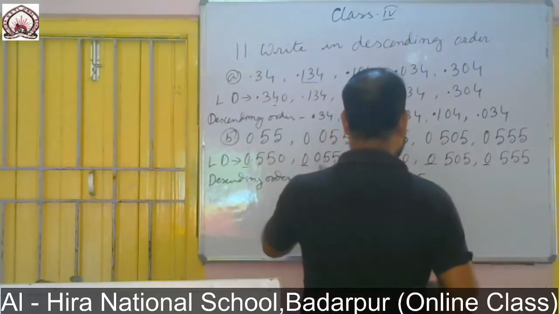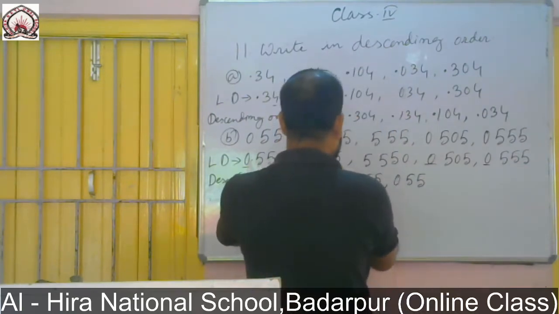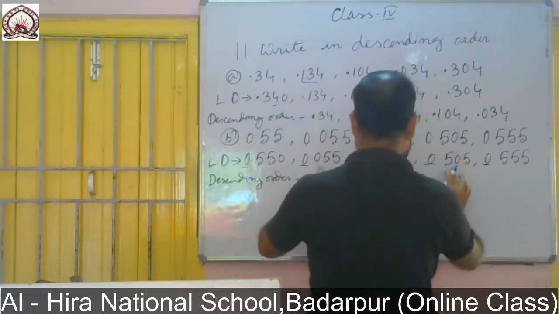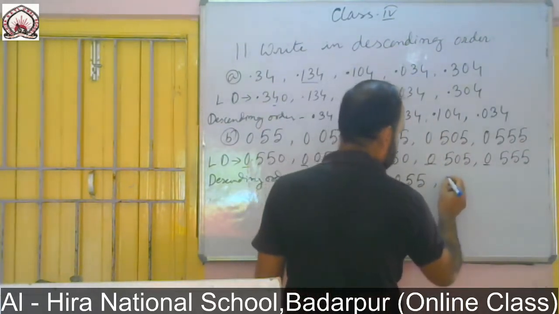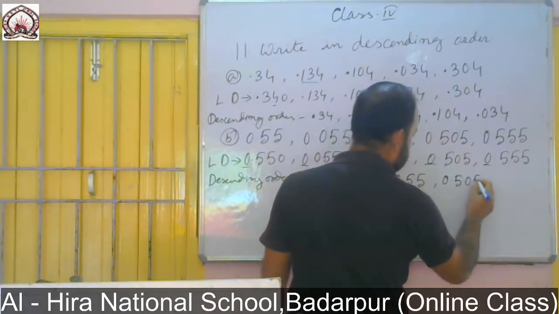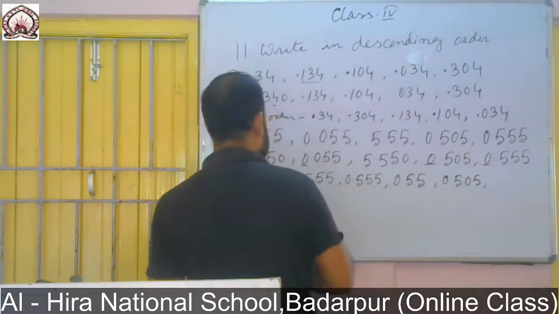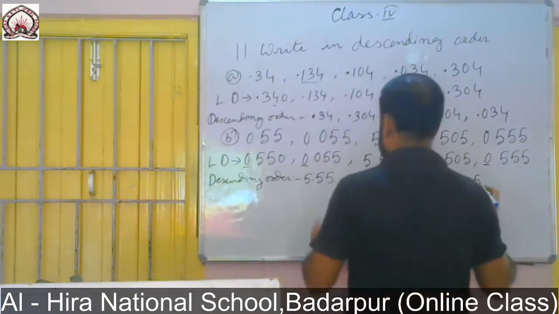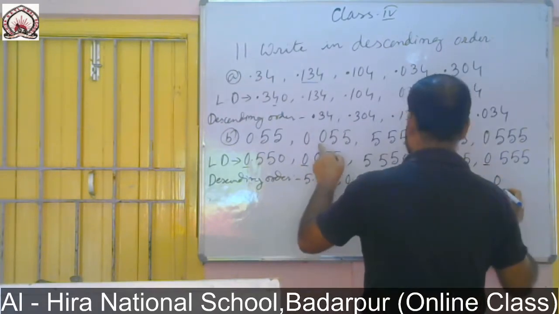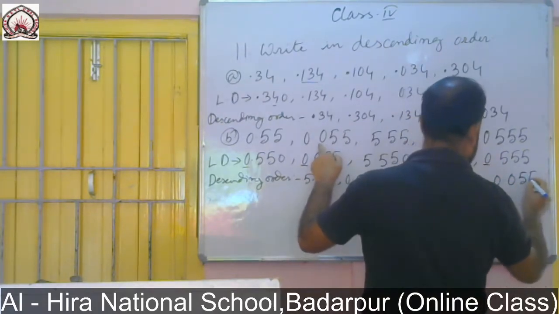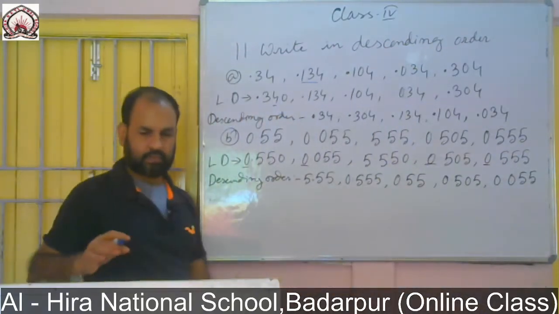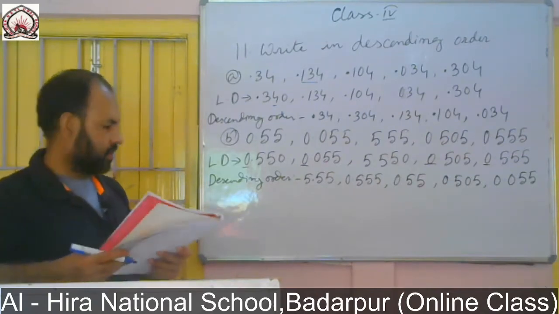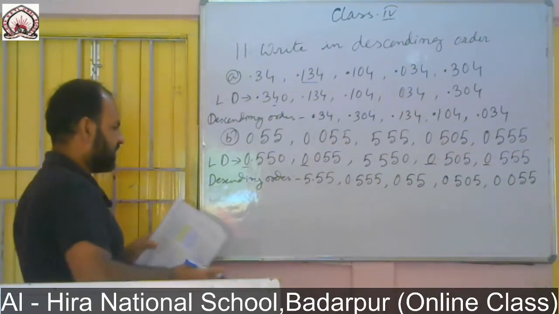Next remain only 055 and 505. So there 505 is bigger. So we write this one, 0.505. Next, which one is left? This one is the smallest number, it is 0.055. Next, question number C.